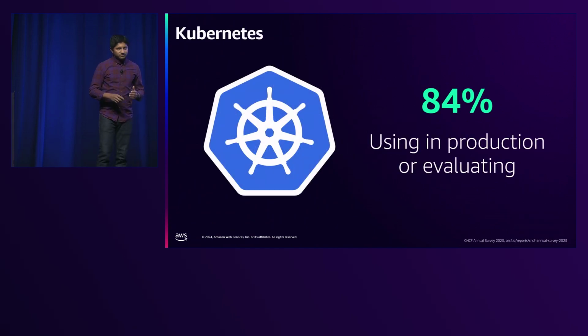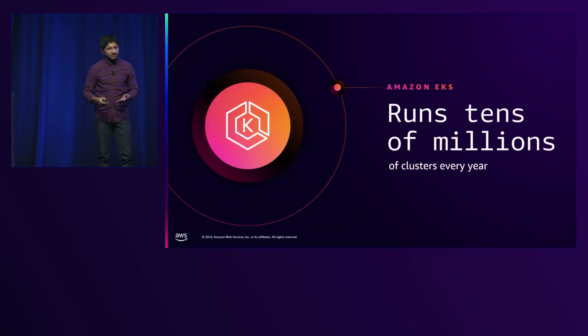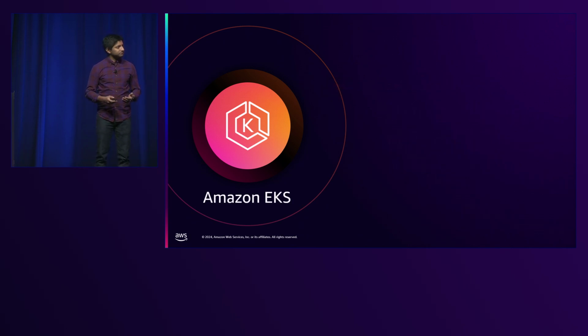So over the last few years, we have seen a massive uptick in adoption of Kubernetes. As per the 2023 Cloud Native Computing Foundation's annual survey, 84% of the respondents are using Kubernetes either in production or evaluating it. And this is something we are seeing at Amazon EKS. Every year, we have customers running tens of millions of clusters, and this number keeps growing.